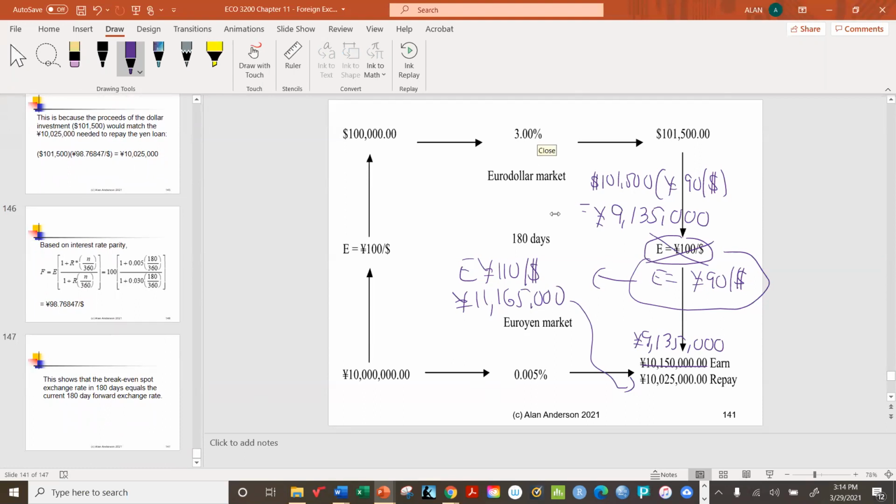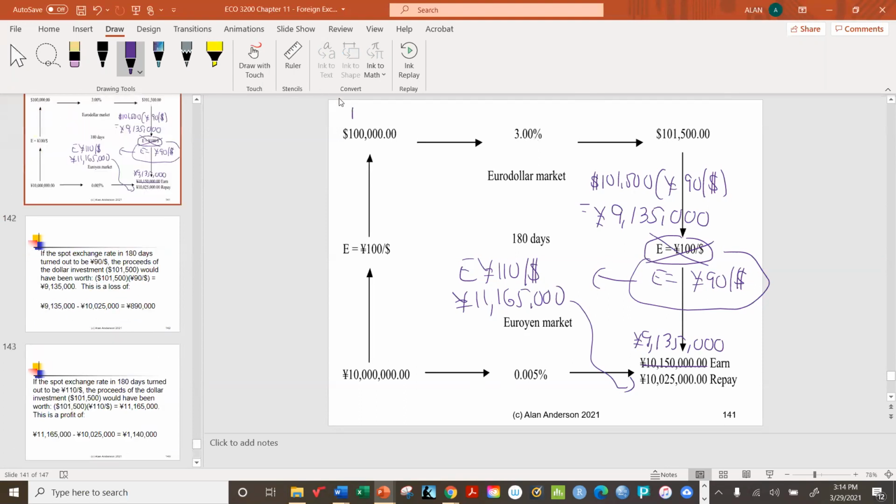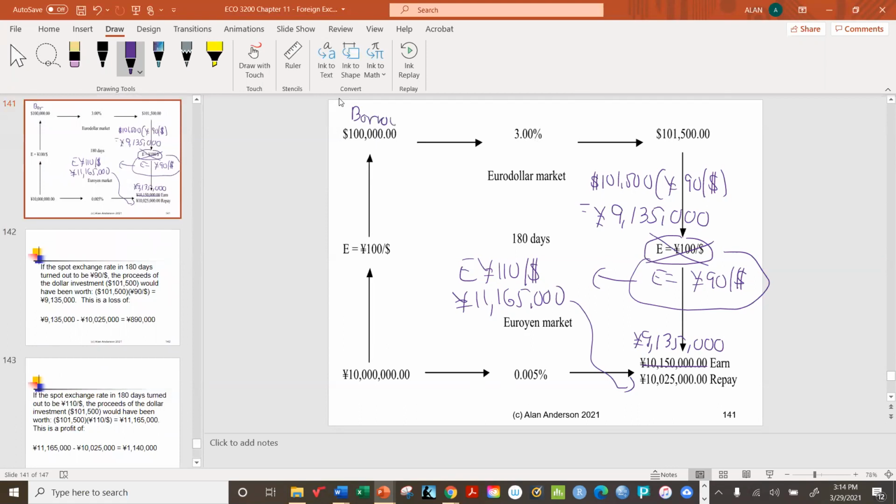Oh, it depends on which currency you're borrowing. If you're borrowing dollars, you start here. And if you're borrowing yen, you start down here. And you also end up over here. If you're borrowing dollars, this will be the final point where you compare your profits and losses. Okay, so we saw both cases when we were looking at covered interest parity.